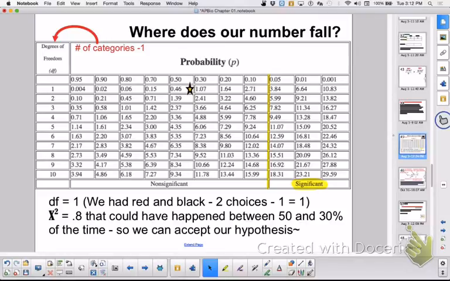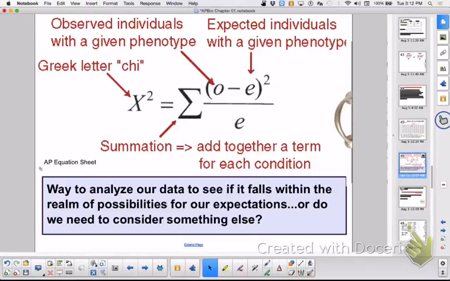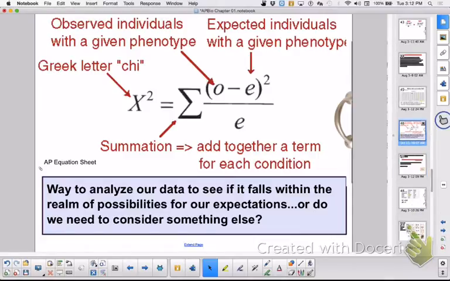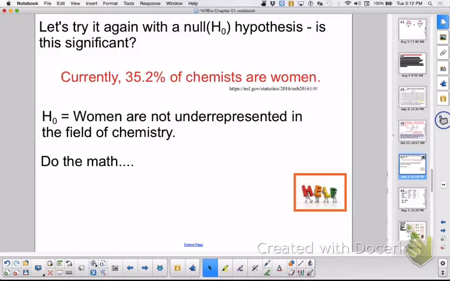So what we want to look at here is the equation overall. What does this E mean right here? Sum. And I just take the differences squared, each of the differences squared over what we expected. And we looked at this one right here. We looked at chemists being women. Only 35% of all chemists are women. Did we determine that was significant?